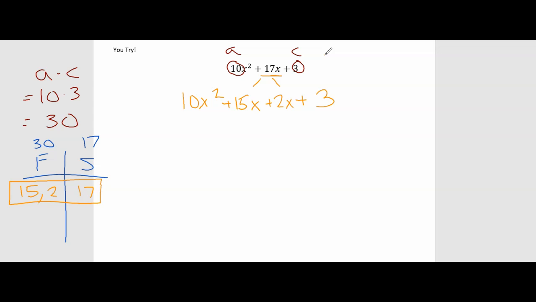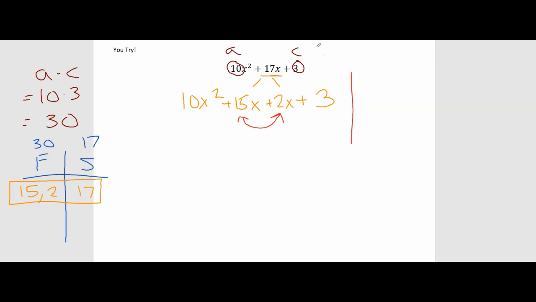Now you may say, Mr. Fawcett, can I switch these? I sure can. And the rest of your work may look a little different, but your final answer is going to be the same. So if you want to flip those factors, that's okay. As I say factors, they're not being multiplied together, they're being added, but the 15 and the 2 are the factors we found. So you can flip those, it still comes out to be the same.